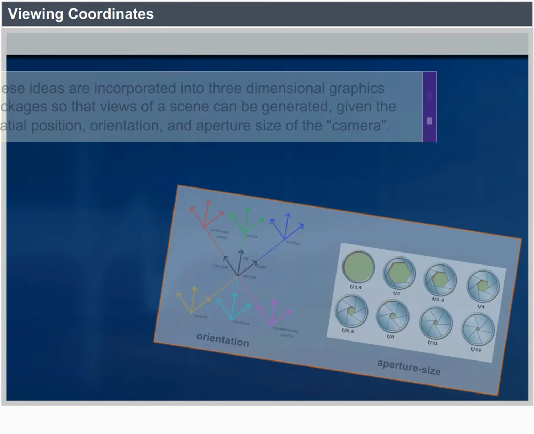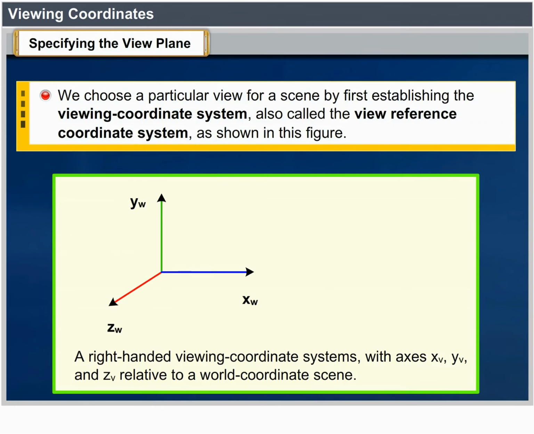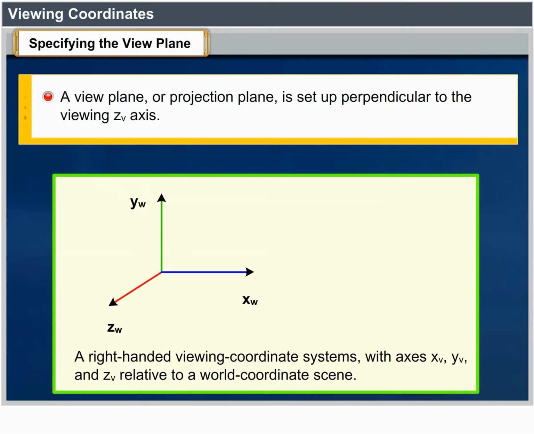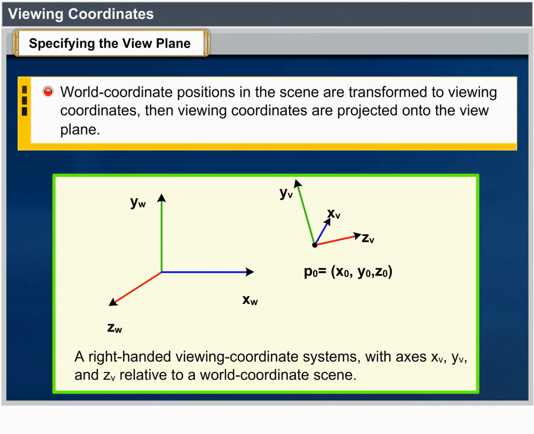Specifying the view plane. We choose a particular view for a scene by first establishing the viewing coordinate system, also called the view reference coordinate system, as shown in this figure. The figure shows a right-handed viewing coordinate system with axes xv, yv, and zv relative to a world coordinate scene. A view plane or projection plane is then set up perpendicular to the viewing zv axis. We can think of the view plane as the film plane in a camera that has been positioned and oriented for a particular shot of the scene. World coordinate positions in the scene are transformed to viewing coordinates, then viewing coordinates are projected onto the view plane.